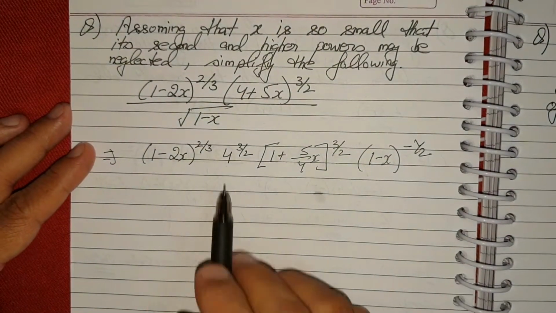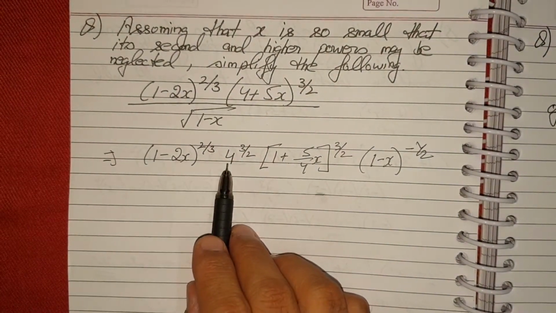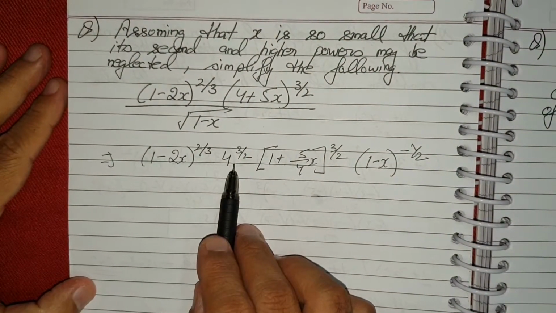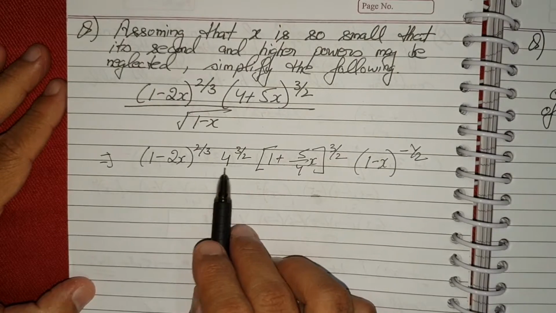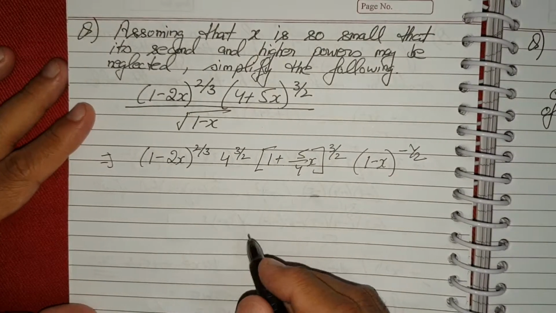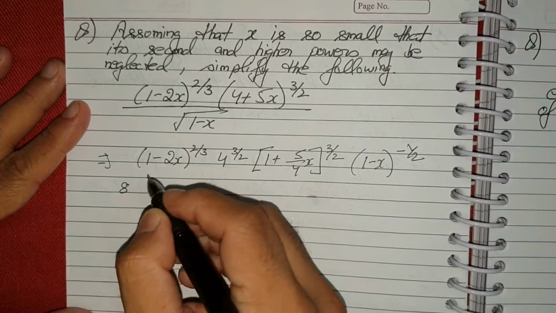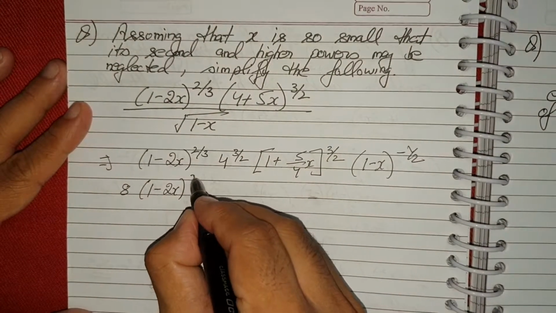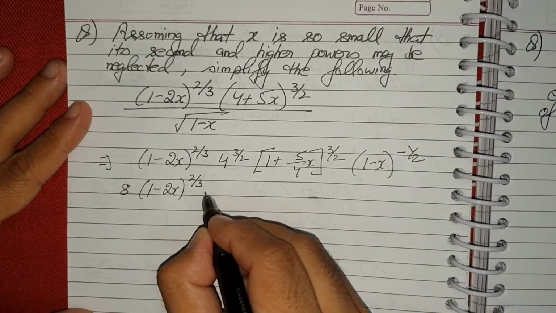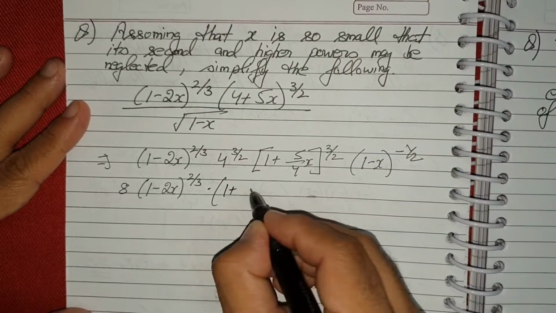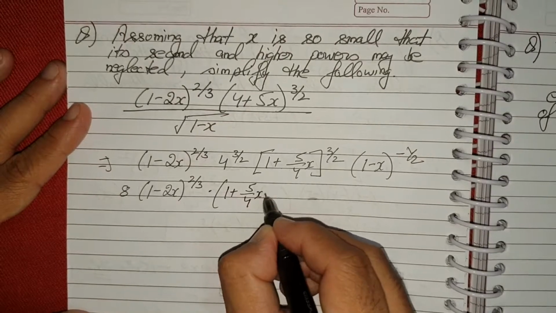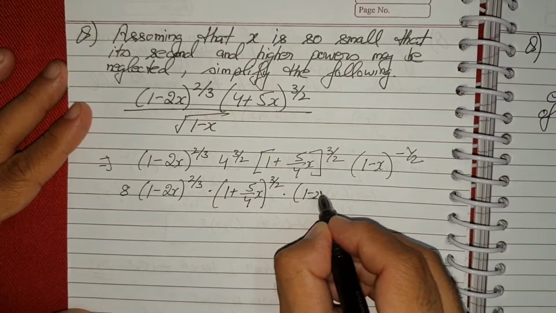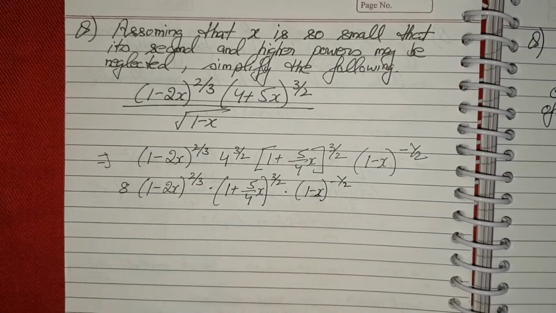Now see, 4 to the power 3 by 2, what is 4? It is 2 to the power 2. So 2 to the power 2 to the power 3 by 2, the 2 will get cancelled, you get 2 cube, so this is 8. So we can write this as 8 into 1 minus 2x to the power 2 by 3 into 1 plus 5 by 4x to the power 3 by 2 into 1 minus x to the power minus 1 by 2.